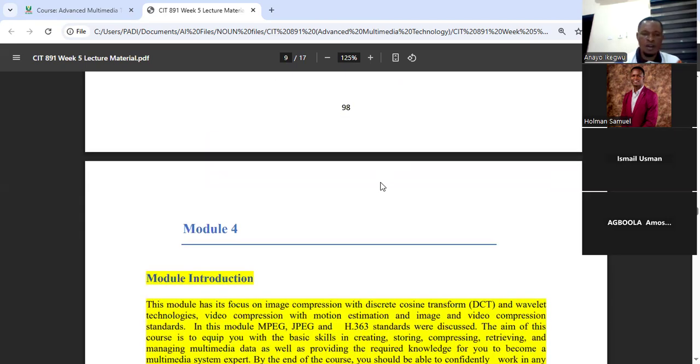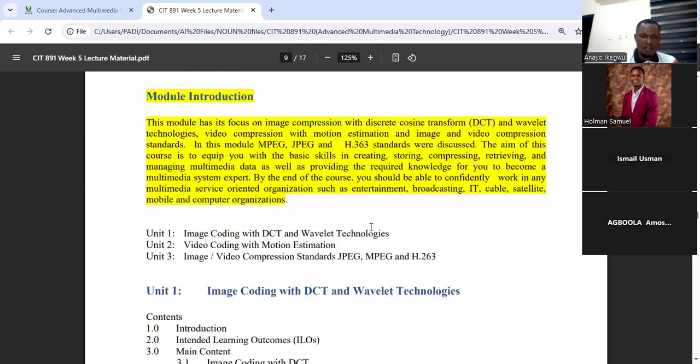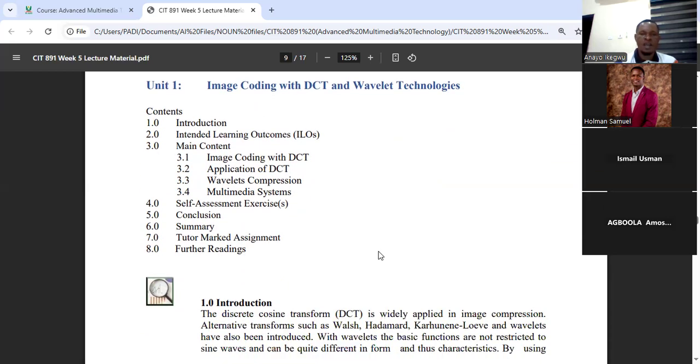Thank you. All right. Finally, in our topic of discussion today, we'll look at module 4. This module 4 discusses image coding with DCT and wavelet technologies. And DCT, as we earlier discussed, represents discrete cosine transform, DCT.